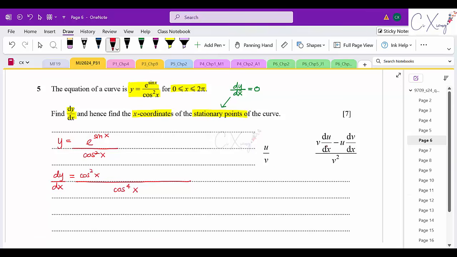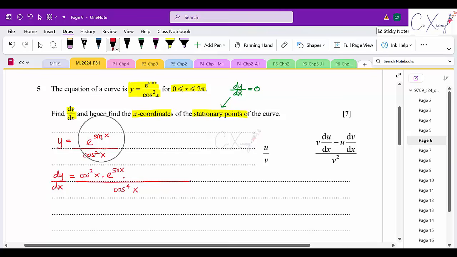And I will need to differentiate the thing on top, differentiate u, so you get du/dx. That means I have to differentiate e power sine x. When I differentiate e power sine x, I get the original thing, e power sine x, then multiply with the differentiation of the power. Differentiating the power, which is sine x, you get cos x. So this is the first term that we have in the formula. Then minus, how about the second term?